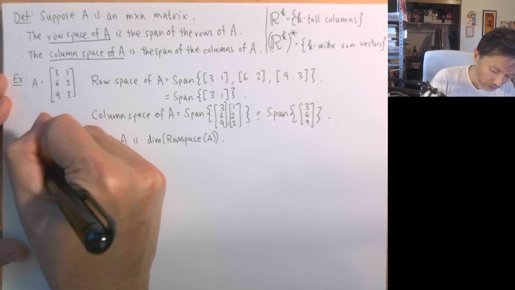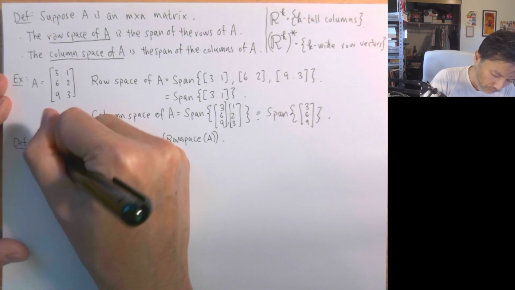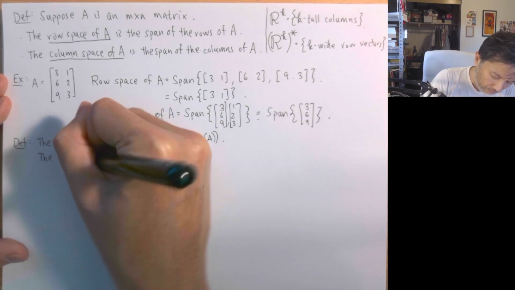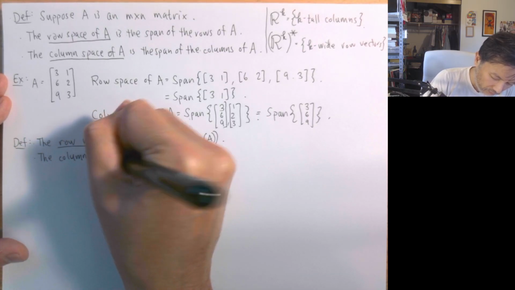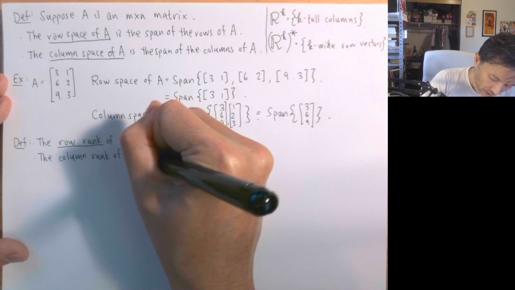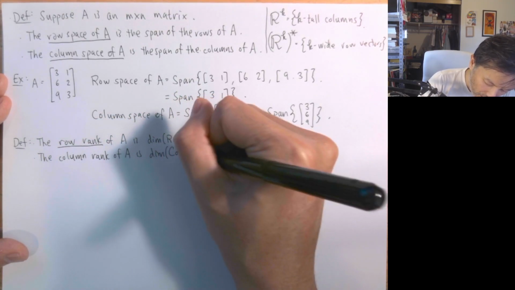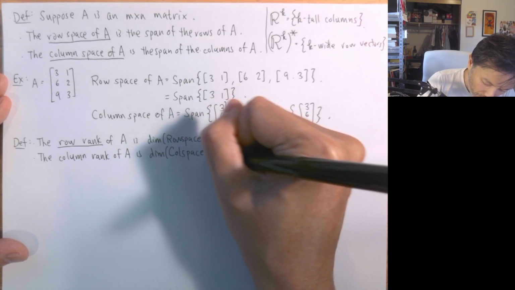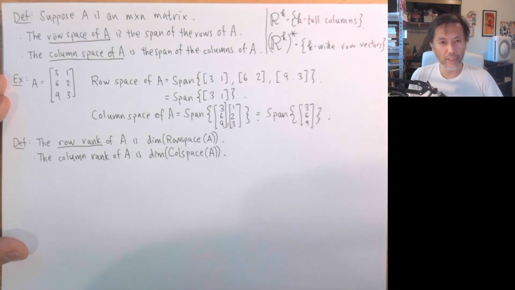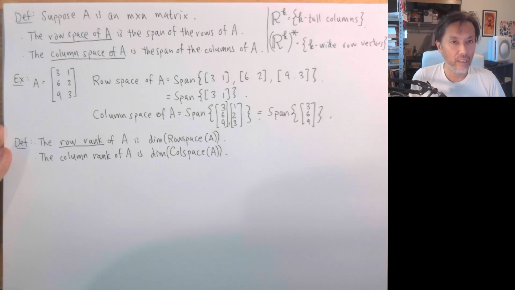And similarly, the column rank of A is the dimension of what I'm going to write down as the column space of A. And I hope that that's descriptive enough.